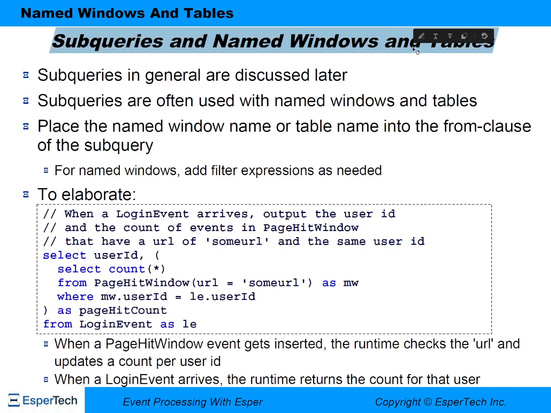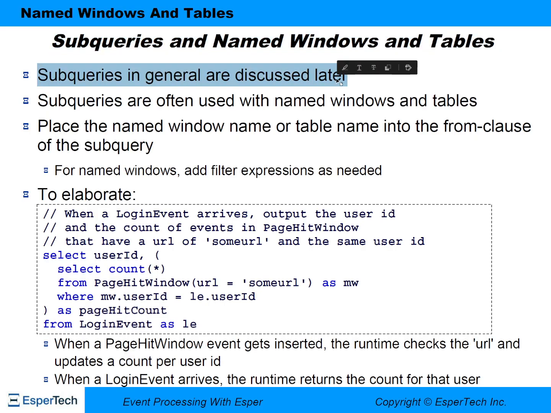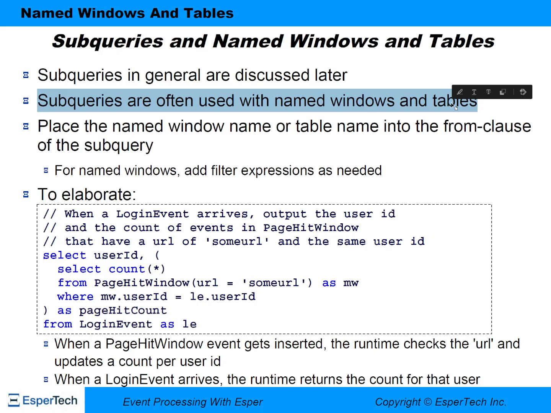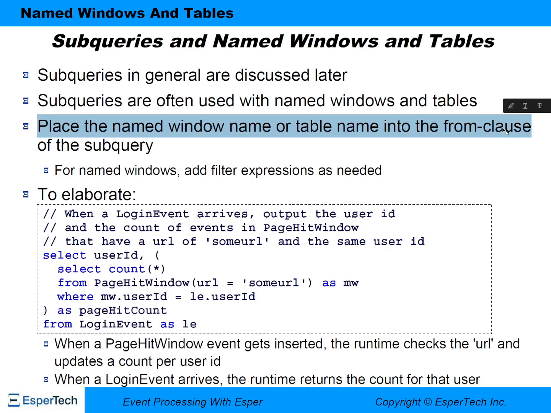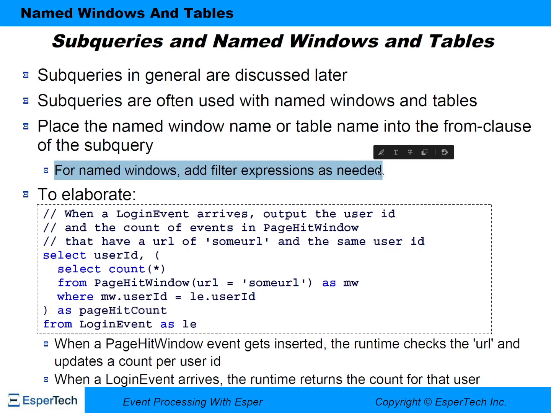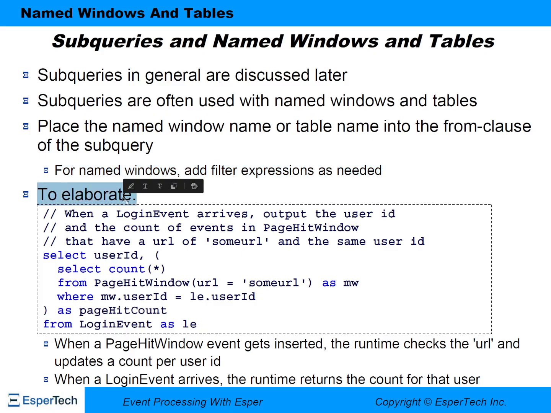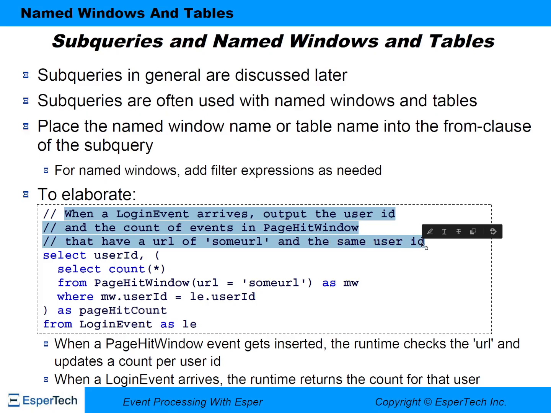Subqueries can be applied to named windows and tables. Subqueries in general are discussed later. Subqueries are often used with named windows and tables. Place the named window name or table name into the from clause of the subquery. For named windows, add filter expressions as needed. This EPL is an example. When a login event arrives, it outputs the user ID and the count of events in page hit window that have a URL of someUrl and the same user ID.